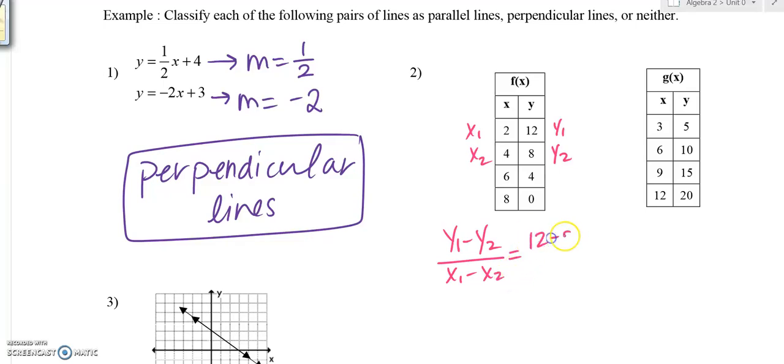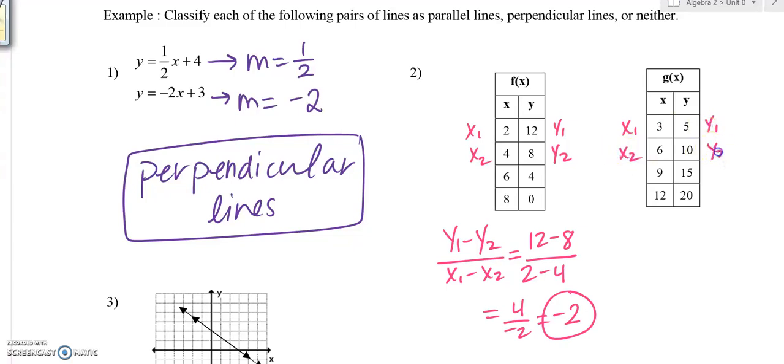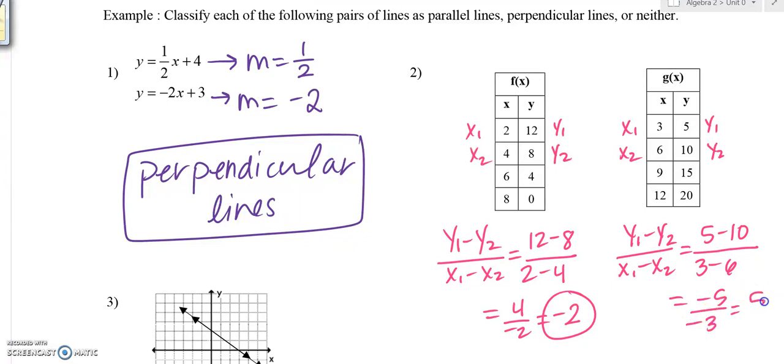So on top I'm going to have 12 minus 8. On the bottom, I'm going to have 2 minus 4. When I kind of reduce that down and clean it up, I'm going to have 4 over -2, reducing down to -2. And I'm going to circle that because I'm going to look at it in a second. On the other side, I'm going to label everything the exact same, find the slope the exact same way. And when I plug in, I'm going to have 5 minus 10 all over 3 minus 6. When I reduce that down, I have -5 over -3. The only thing I can do there is get rid of my negatives.